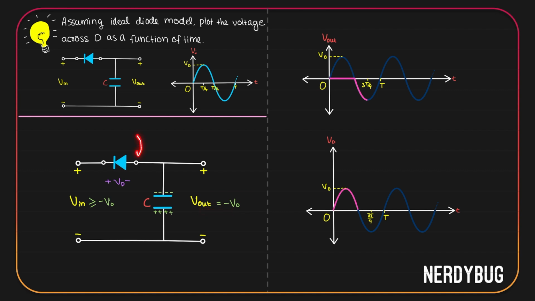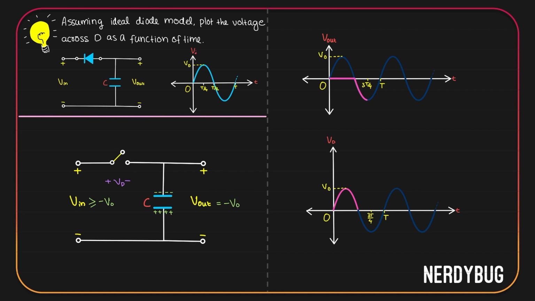So on the P side, the diode will have minus V naught. On the N side, it can have potential that is always greater than or equal to minus V naught. That means the N side of the diode will never be more negative than the P side. So this diode from now is always going to be reverse biased and we can model it as an open circuit.